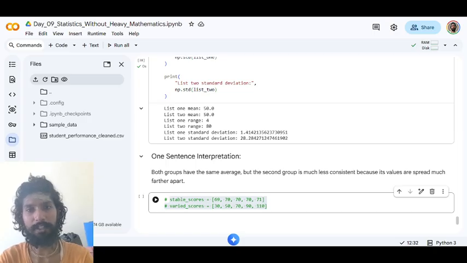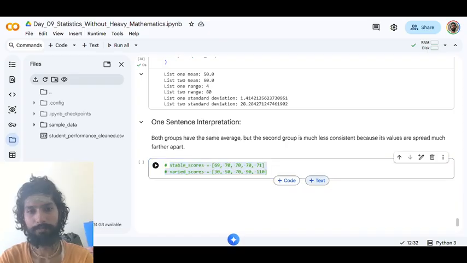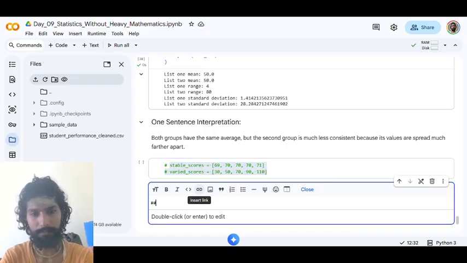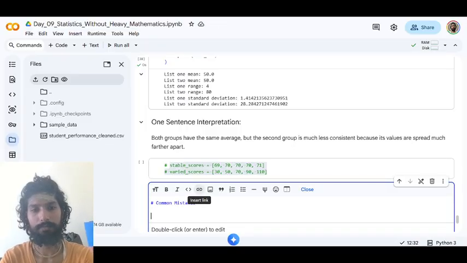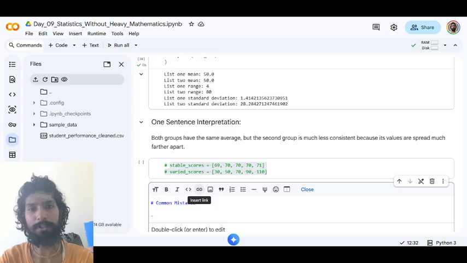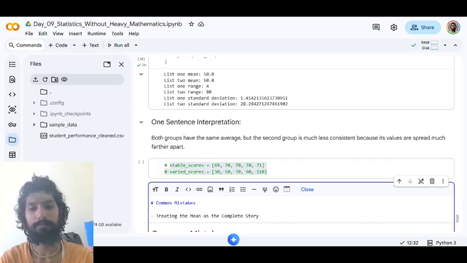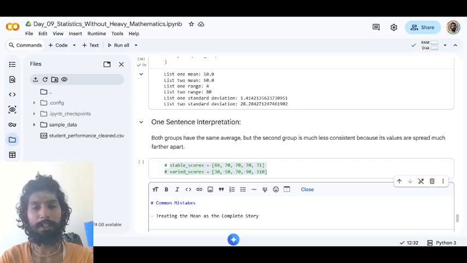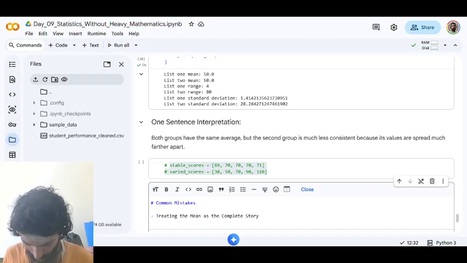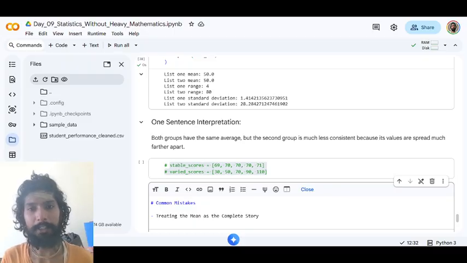Now let's discuss the common mistakes from today's lesson. So first mistake is treating the mean as a complete story. The mean may be influenced by unusually high or low values. Always compare it with the median and inspect the distribution.